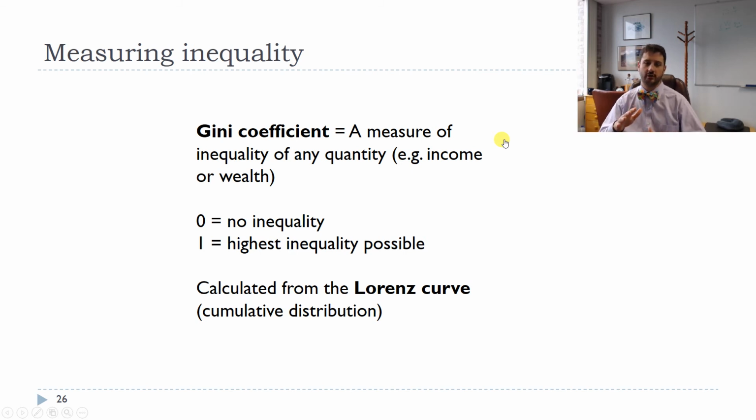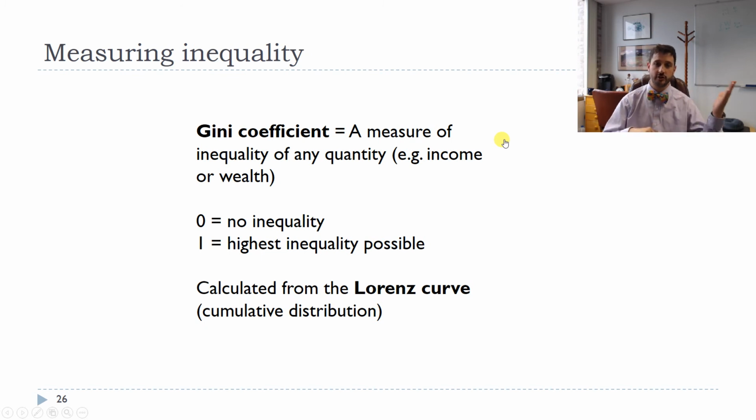One is the Gini coefficient. The Gini coefficient basically shows how any quantity is distributed between the population. So we could talk about income inequality or wealth inequality, right? Income is how much you earn over the course of a year. It's a flow variable. Wealth inequality measures how much people own, right, at any point in time, and so that's what we call a stock variable.